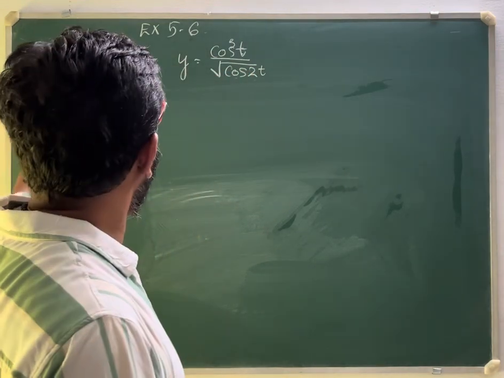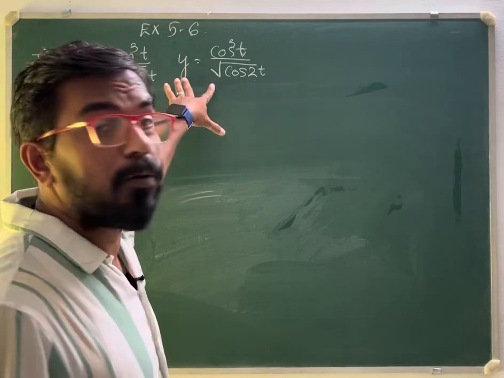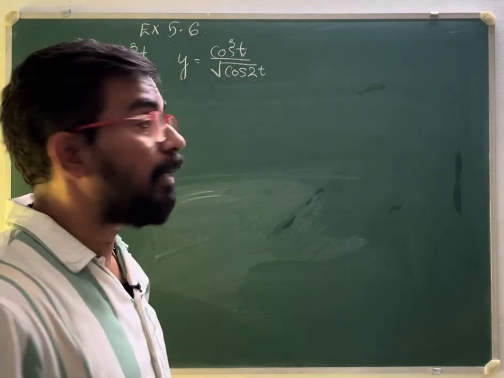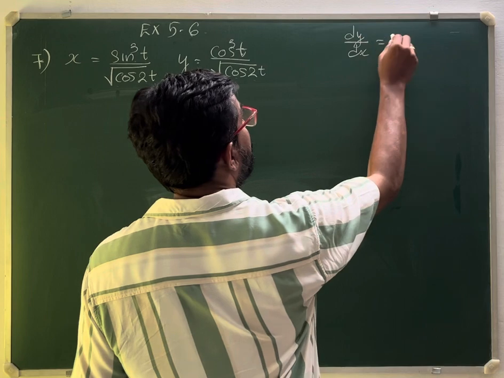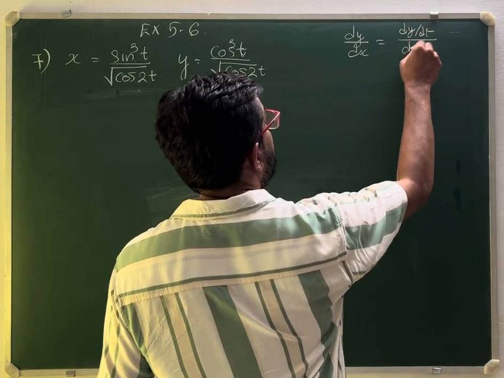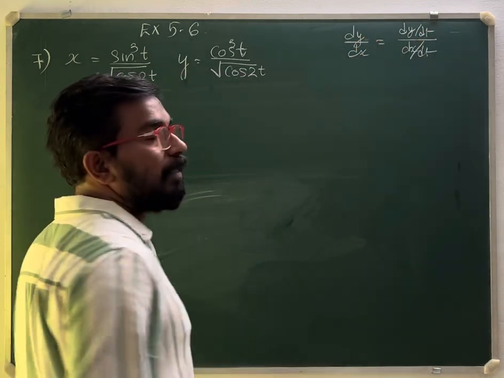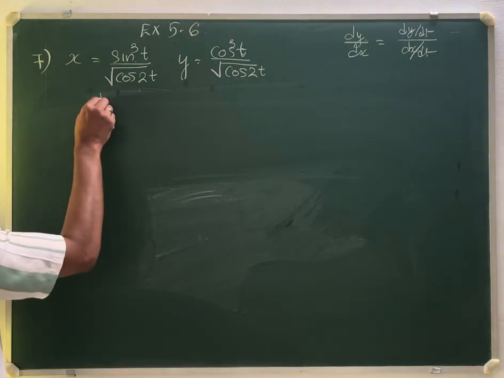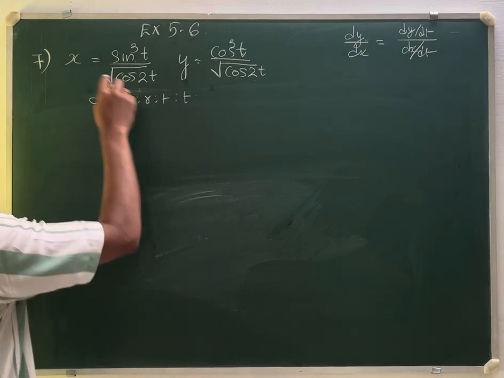So what you do is you will differentiate first the x function with respect to t and y also with respect to t. So you will get dx by dt and dy by dt. Therefore, we have to find dy by dx. dy by dx is dy by dt divided by dx by dt, the dt cancels. So I am going to start differentiating both functions with respect to t. Let me do x first.